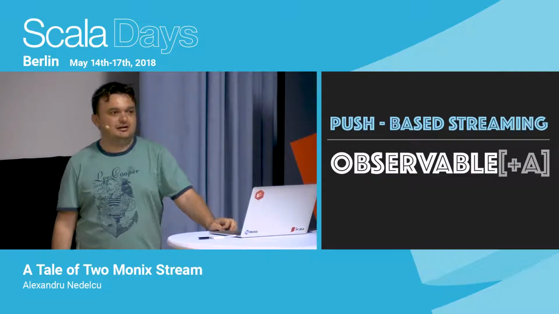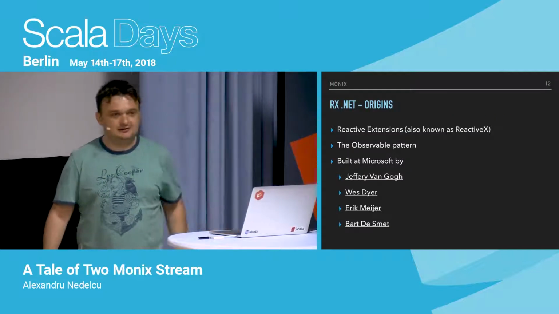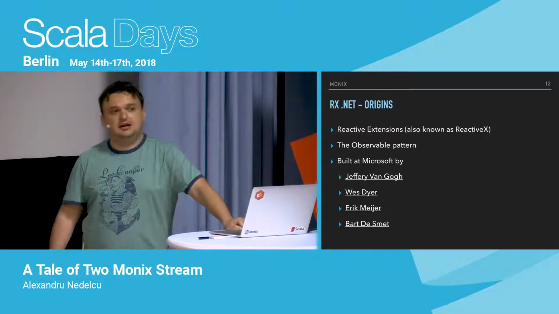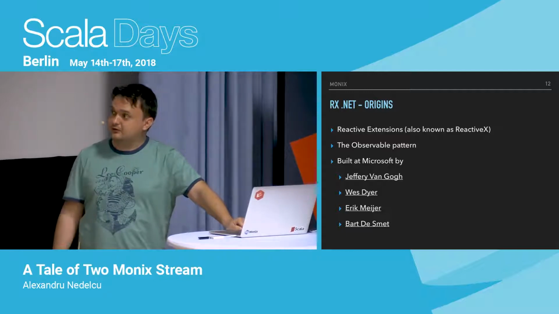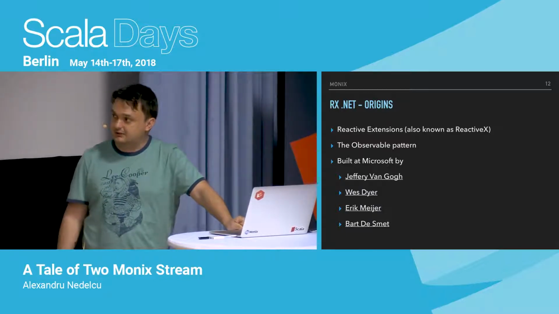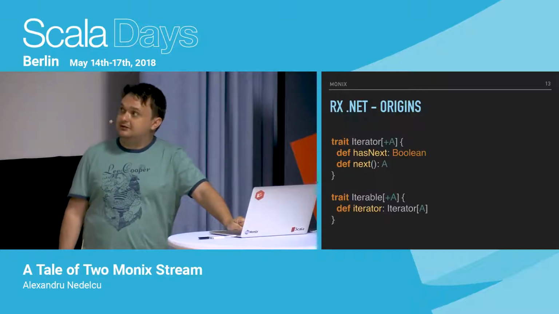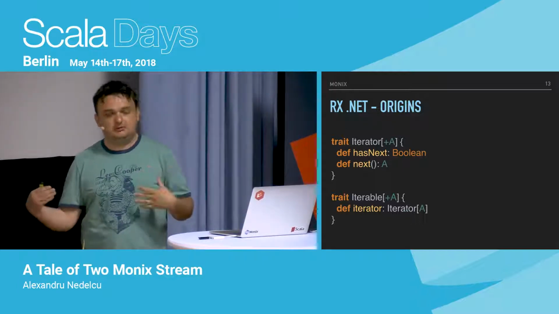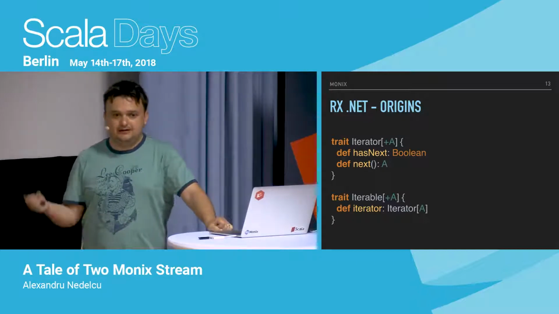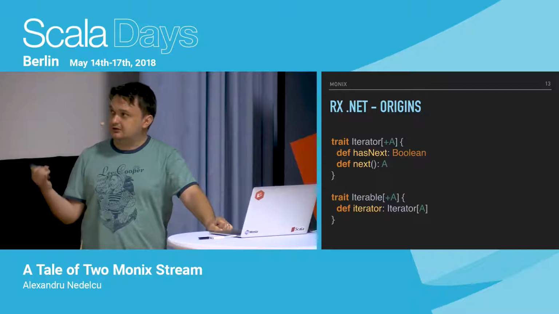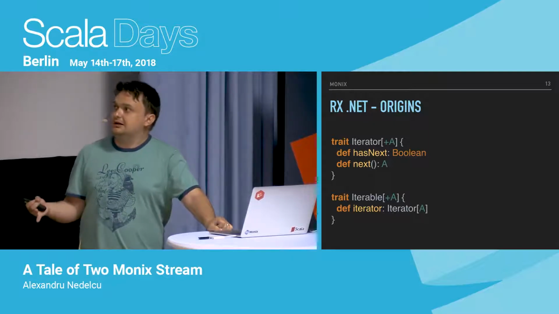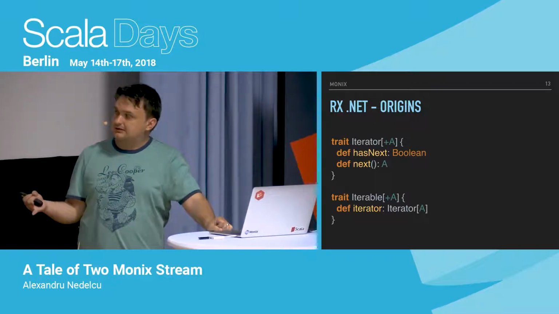So, push-based streaming, this is what Observable is about, and its origins are in ReactiveX, also called Reactive Extensions, and it was introduced by these fine folks working for Microsoft, out of which Erik Meijer has always been an inspiration. The basic idea is that we start from the basic Iterator and Iterable pattern, which has several problems: it's synchronous, you cannot describe asynchronous processing with it, it doesn't close resources, and it has a pretty dirty protocol, let's say.